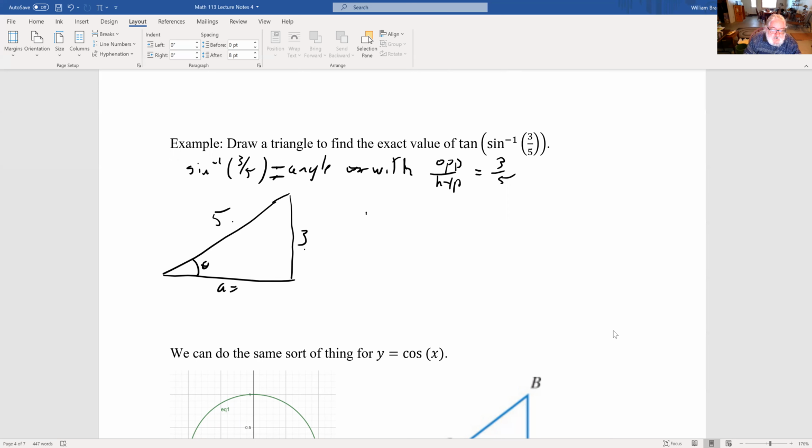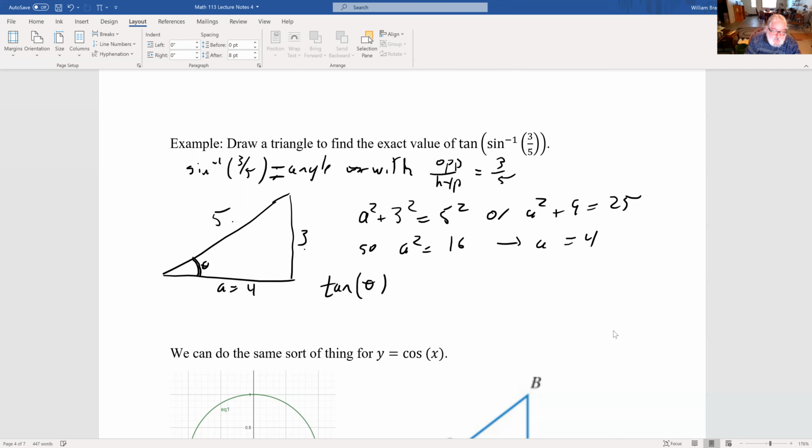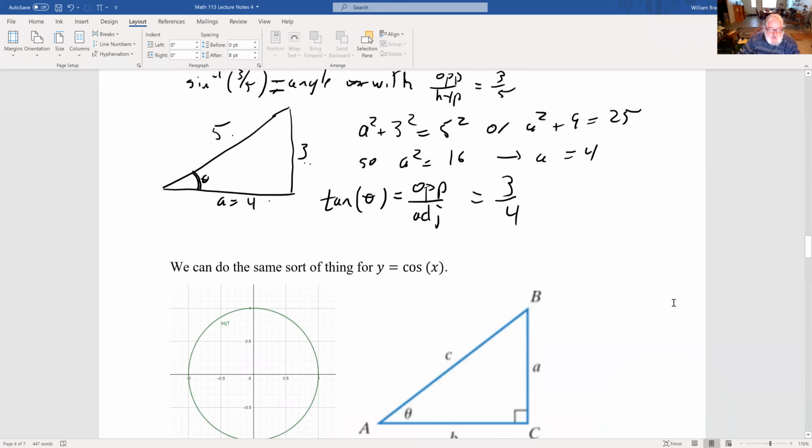So what is A equal to? Well, A squared plus 3 squared equals 5 squared, or A squared plus 9 equals 25. So A squared equals 16, A equals 4. What's the tangent of this angle? Opposite over adjacent, 3/4. Great. So that's inverse sine and how to do some stuff with it.